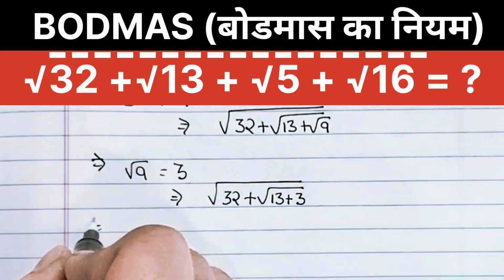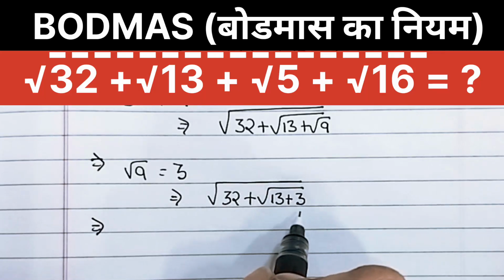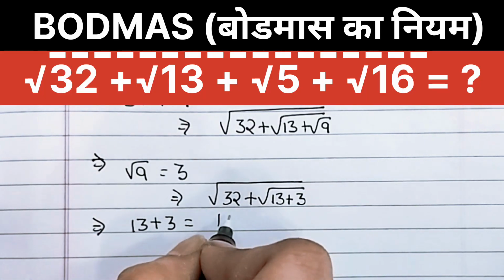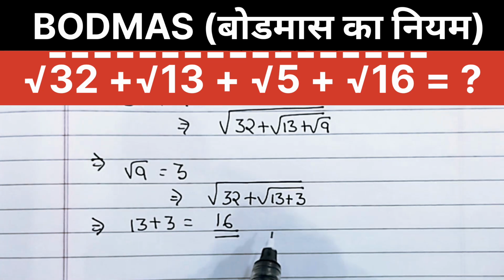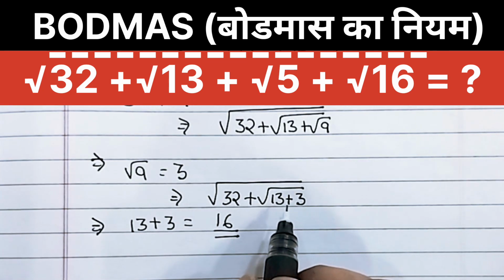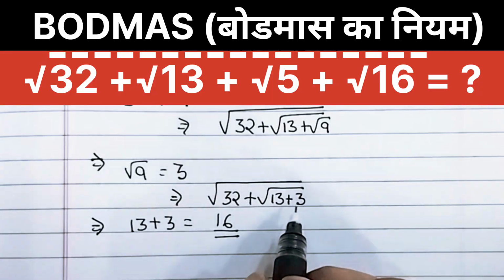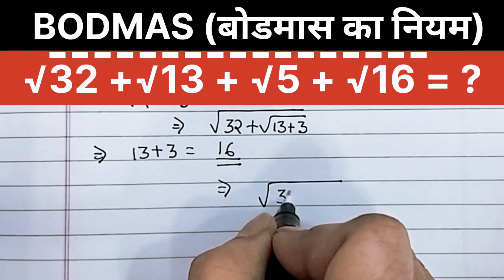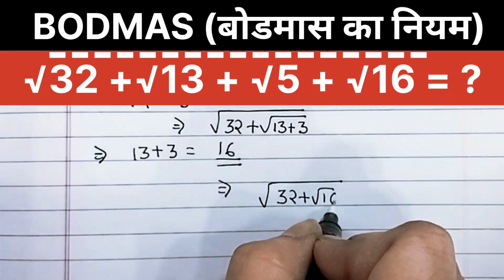Now step 4: addition inside the next radical. First we calculate the addition: 13 plus 3 equals 16. So according to the BODMAS rule, again we handle the addition within the grouping symbol before moving to the next operation. Now the expression becomes root 32 plus root 16.